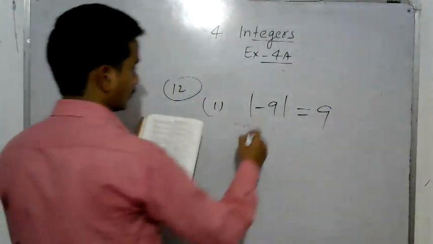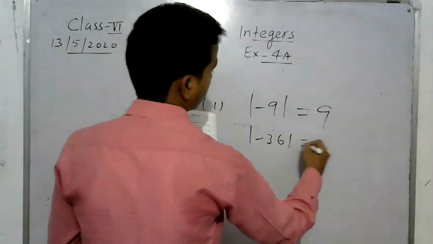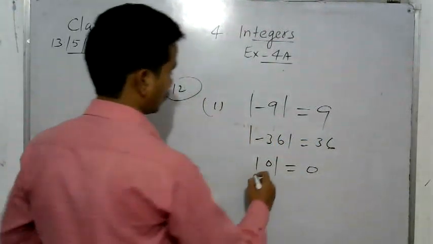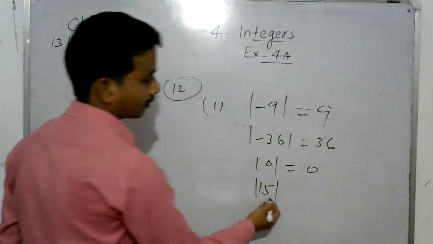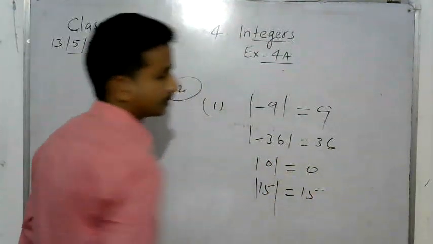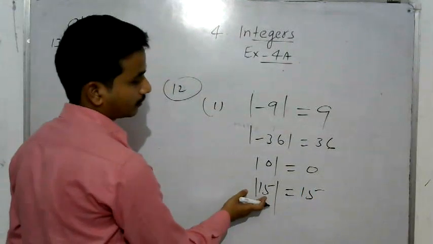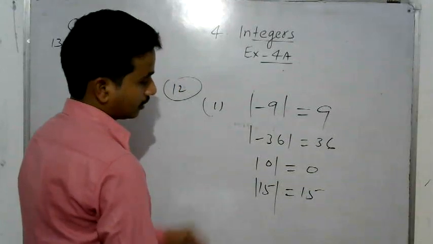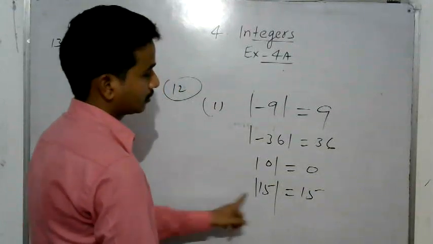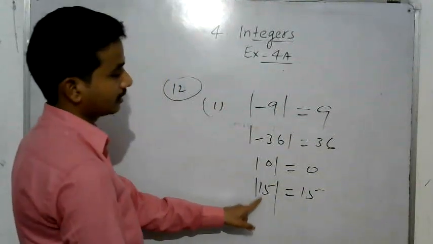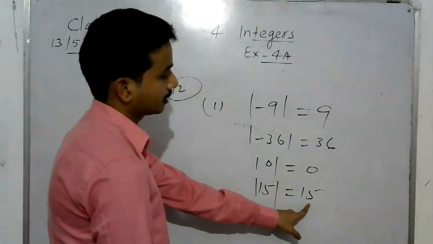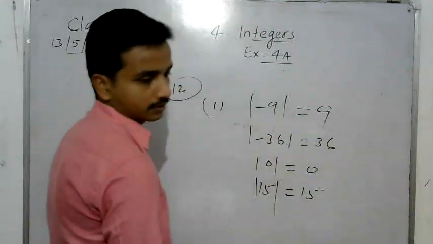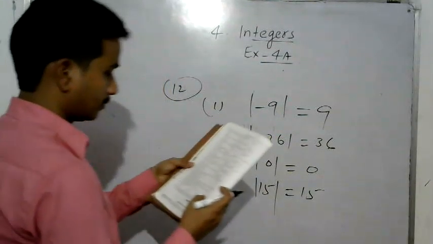What is the absolute value of minus 36? Is plus 36. Absolute value of 0 is 0. Absolute value of 15. So absolute value of a positive integer is the same number. Absolute value of positive integer is same as it is. If there is positive integer inside, then there will be no change in the sign. And if there is negative integer, you have to make it positive. Okay, in this way you will find the absolute value.